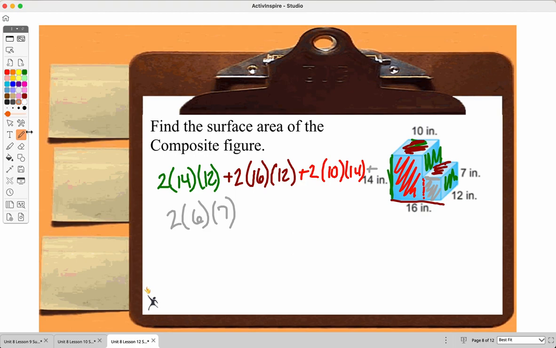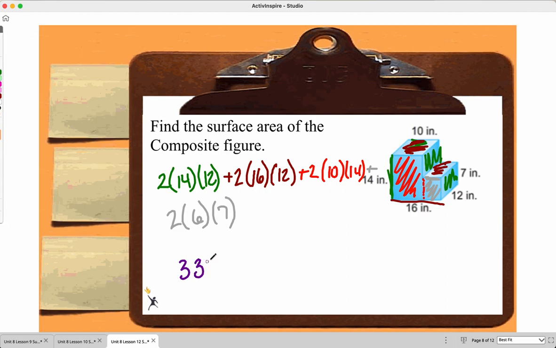2 times 14 times 12 gives me my first one. I'll go ahead and go dark purple colors. 336 for my first one. 12 times 16 times 2 gives me 384 for my second dark blue or dark red. 2 times 14 is 140. 140 times 2 is 280. And then 6 times 7 is 42. 42 times 2 is 84.